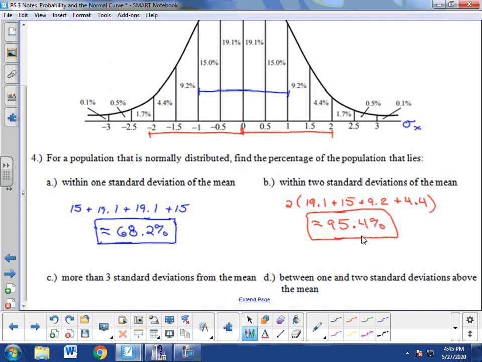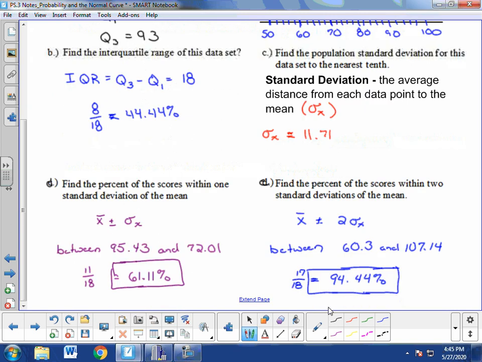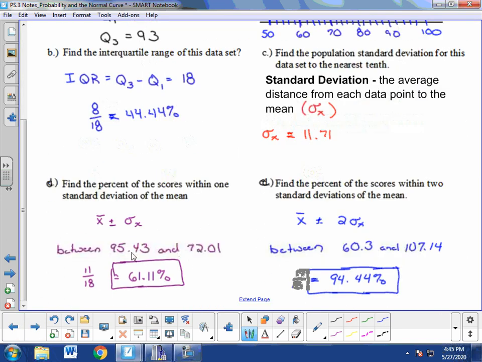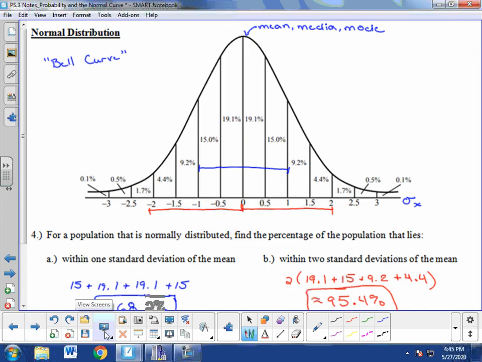For a perfect curve, 95.4% are within two standard deviations from the mean. So basically this range right here. If I compare that to those scores from that pre-calc class, that's 94.44%. That's pretty close. So with my student scores within two standard deviations of the mean, that's pretty close to being normally distributed, but we can see there was a significant difference between those that were within one standard deviation. So I had probably a little bit more in these categories than we would prefer to see.